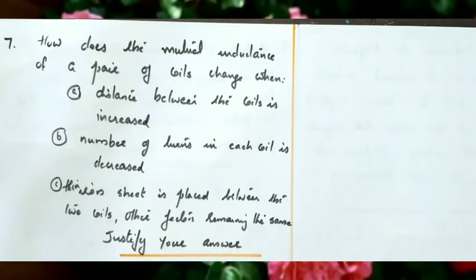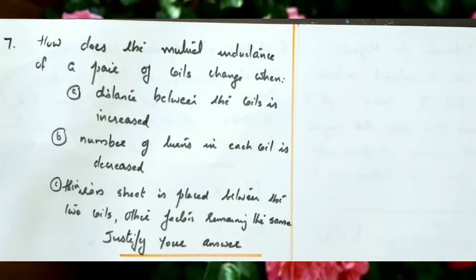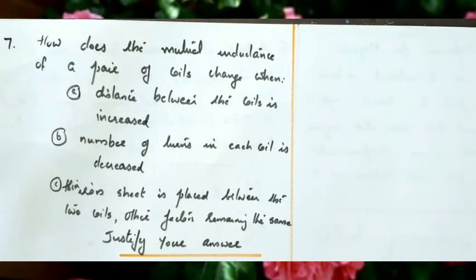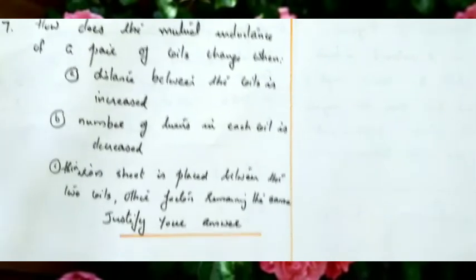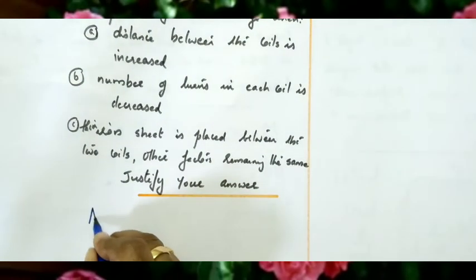The mutual inductance of a pair of coils changes when: 1, the distance between the two coils is increased; 2, the number of turns in each coil is decreased; 3, a thin iron sheet is placed between the two coils, other factors remaining the same. Justify your answer. How does the mutual inductance vary? So we have the formula for mutual inductance. What is the formula for mutual inductance?